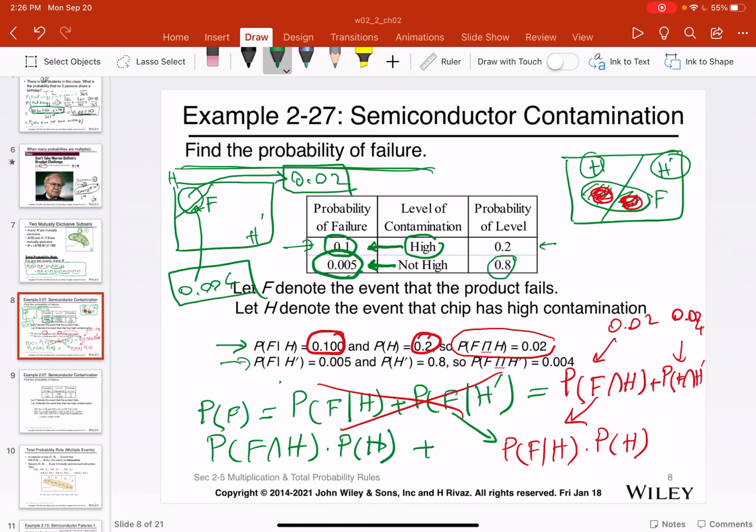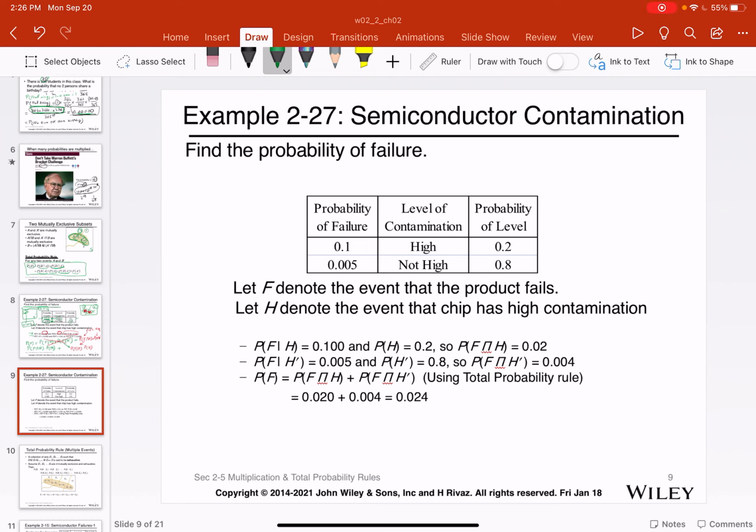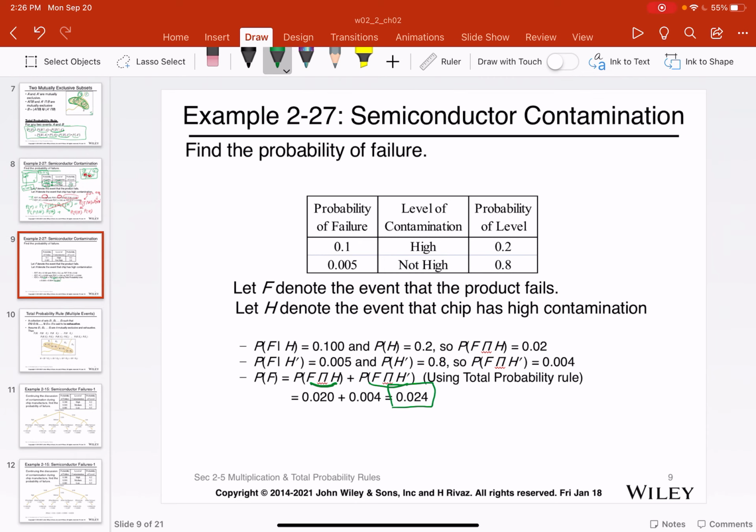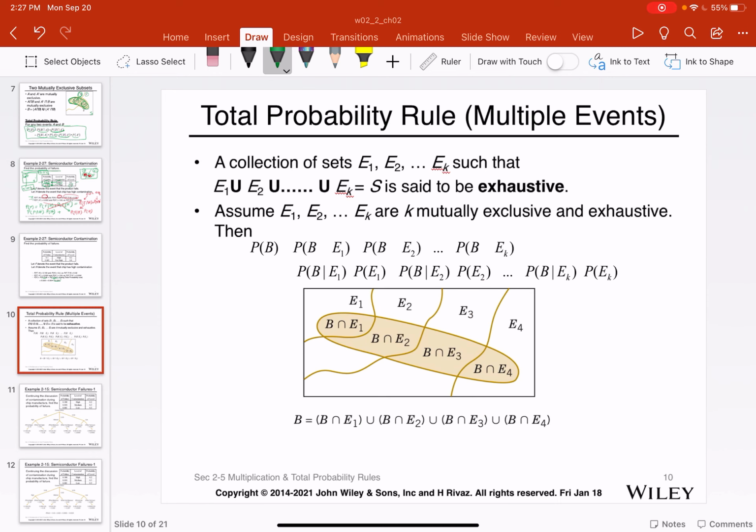So the total probability of failure, as you see in this slide, is P of F intersection H plus P of F intersection H prime, and that's this number. And we can extend it to more than two events. So P of B is going to be P of B intersection E1 plus P of B intersection E2 plus dot, dot, dot, which is equal to P of B given E1 times P of E1 plus P of B given E2 times P of E2 plus dot, dot, dot, and this is the last one, right? So basically, the probability of some event B is this union this union this union this.